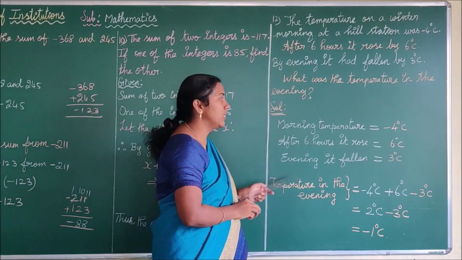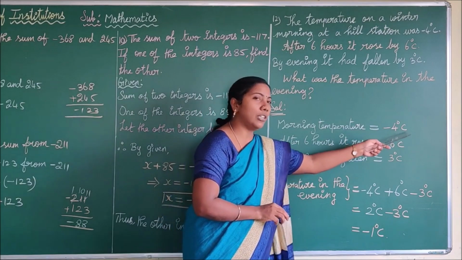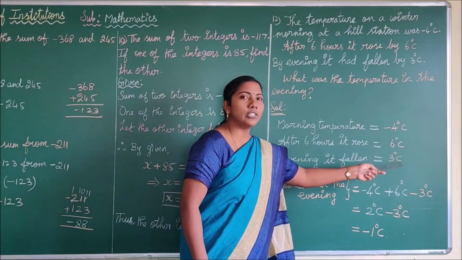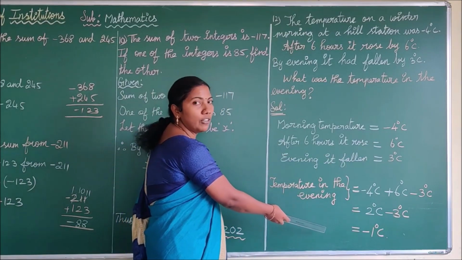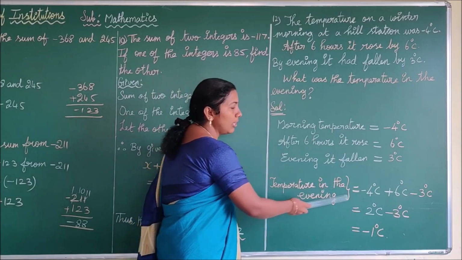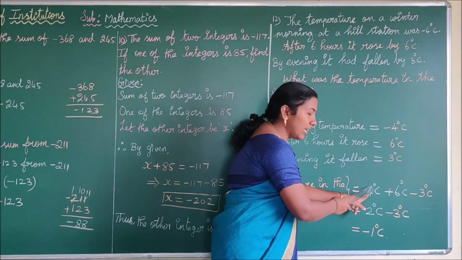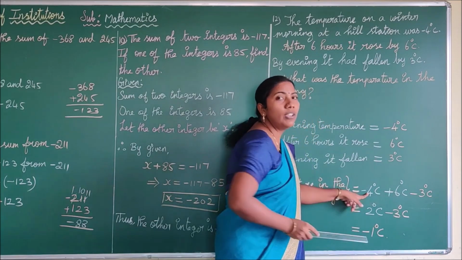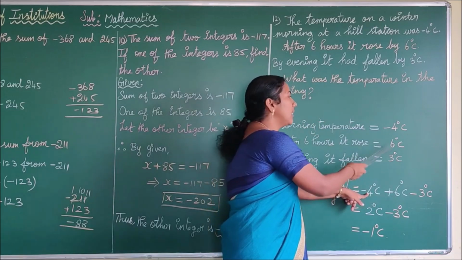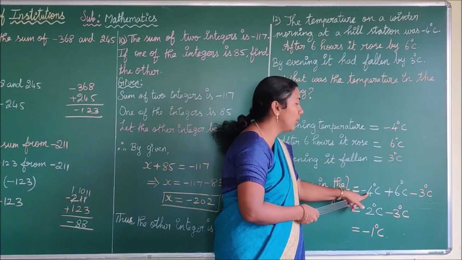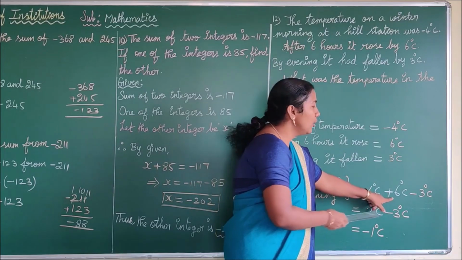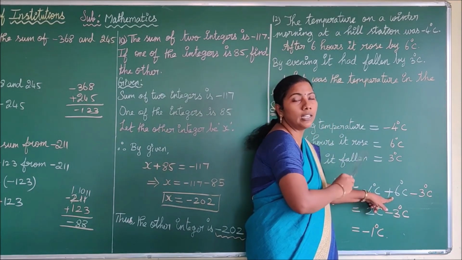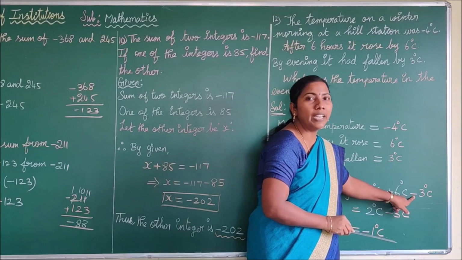Okay. First you have to write the steps. What is the morning temperature? Minus 4 degrees Celsius. After 6 hours, 6 degrees Celsius. In the evening, 3 degrees Celsius. How can we calculate the temperature in the evening, children? Listen carefully. Temperature in the evening equals, listen here. First you have to write minus 4 degrees Celsius. Next here you have to add the 6 degrees Celsius. Why we are adding this 6 degrees Celsius is, here the temperature is rising, that is increasing. So you have to put the symbol plus here. And then you have to write minus 3 degrees Celsius. Why are you putting the minus symbol? It is fallen temperature, that is decreasing. So you have to arrange the symbol minus for 3 degrees Celsius.